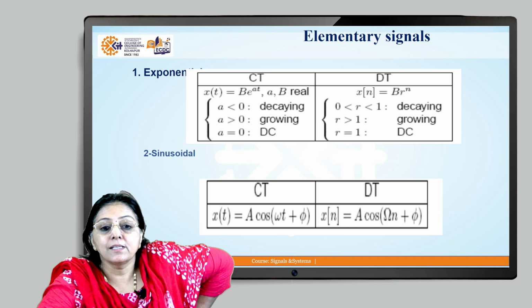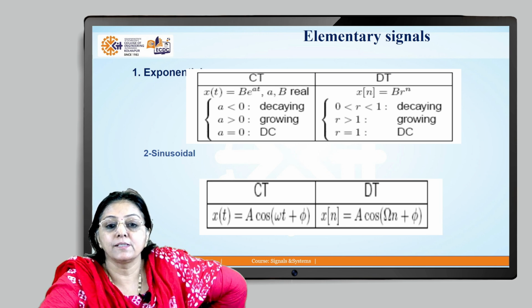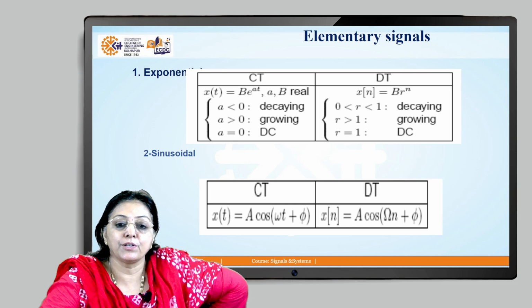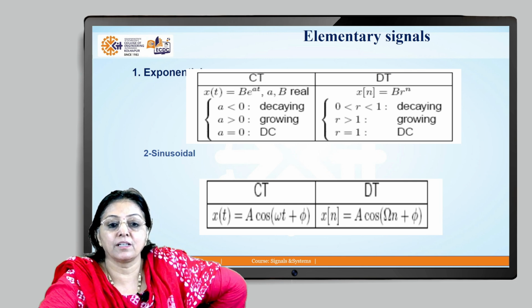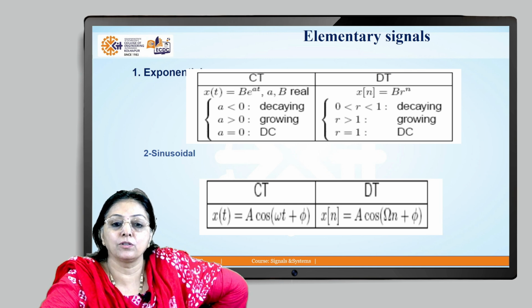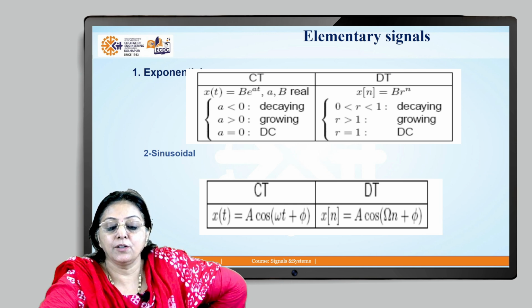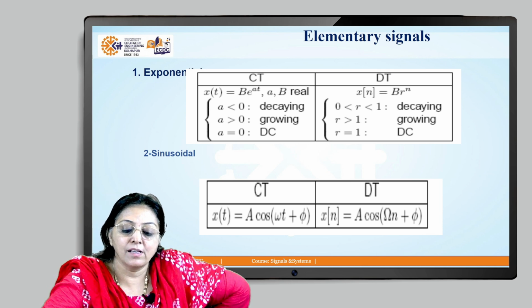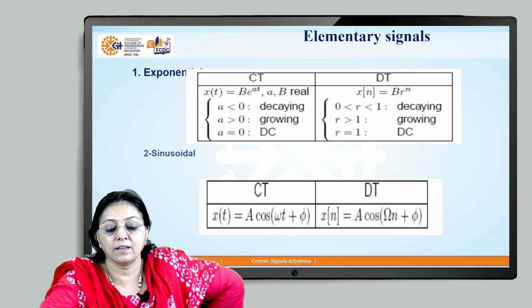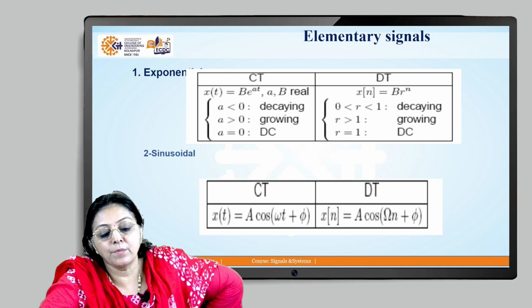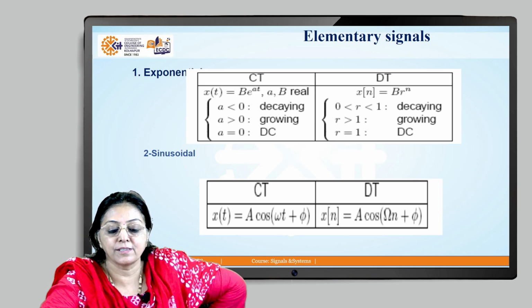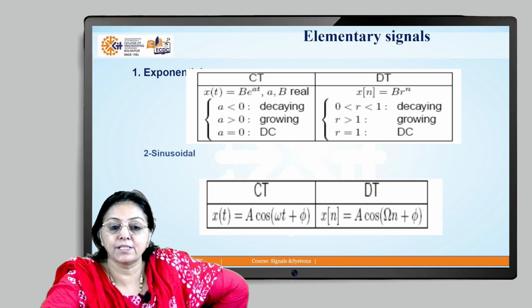Elementary signals are mentioned here, such as the exponential signal, exponential decaying, exponential growing. If a is 0, there is a DC component value. The exponential signal is e to the power at. If a is less than 0, it is a decaying signal. If a is greater than 0, it is a growing signal. So less than 0 means e to the power minus at, greater than 0 means a positive exponent, e to the power 2t, likewise. In this way it is applicable for the discrete time signal also.